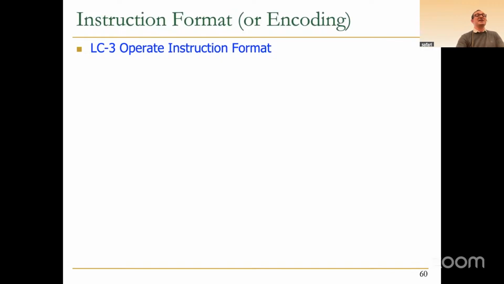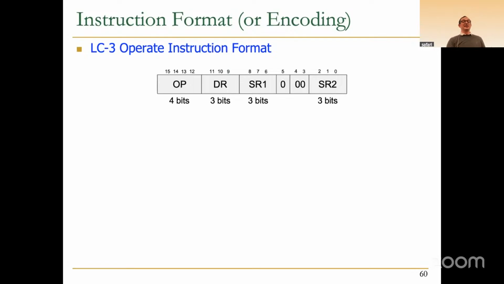So that was our instruction format, basically. This is our instruction format and encoding. The LC3 operate instruction format is actually very general. You have an opcode, 4 bits in the top 4 bits, bits 15 through 12. These are the most significant bits. And then you have the destination register and then the source register. These 3 bits are always set to 0. And then you have the second source register over here.